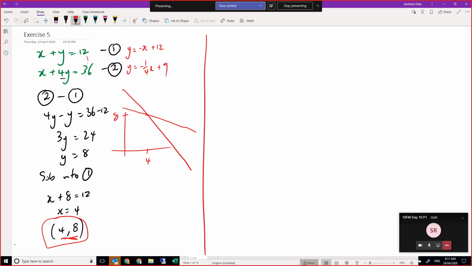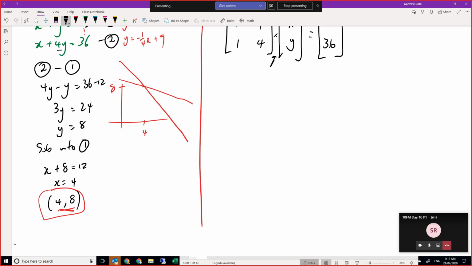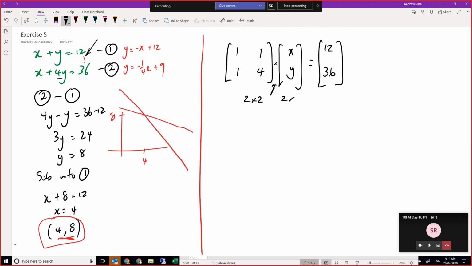But one of the first things that you did with matrices is use them to model this situation. So if I rewrite this as a matrix equation, I'm just going to use the coefficients of each of these: 1, 1 and 1, 4, times x and y, equals 12 and 36. Now I actually want to use matrix equations to find out what x and y are. Again, before I do that, let's prove to ourselves that this is the same as this. I'm going to do this matrix times this matrix. This is a 2 by 2, and this is a 2 by 1.